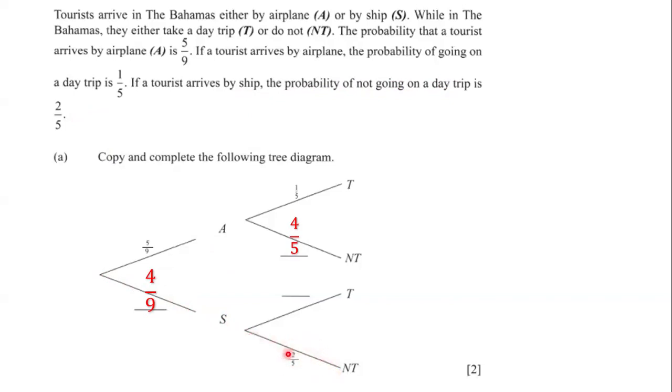So the probability of them not going on a trip, if they arrive by ship, is 2 over 5. That means the probability of them going on a day trip, if they arrive by ship, is going to be 3 over 5. We know it's 3 over 5 because these two probabilities have to add up to 1. So if this one is 2 over 5, then this one must be 3 over 5, because 3 over 5 plus 2 over 5 is 5 over 5, and 5 over 5 is equal to 1. And so here we completed the tree diagram.